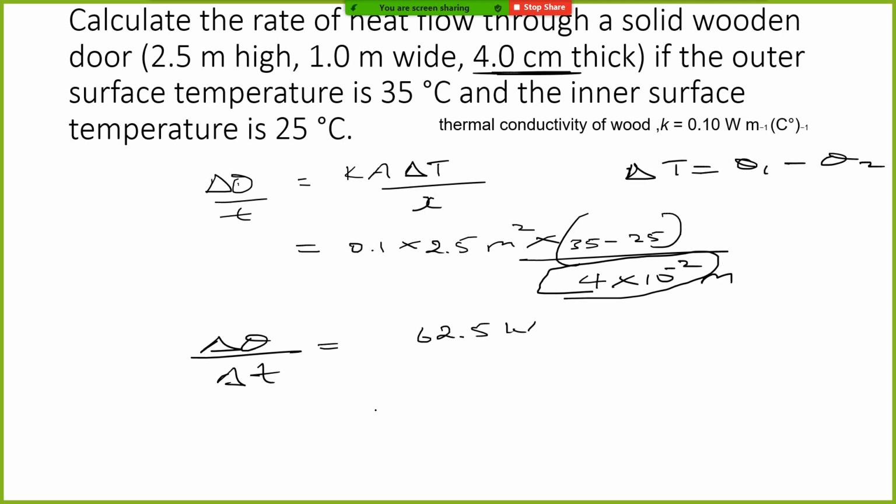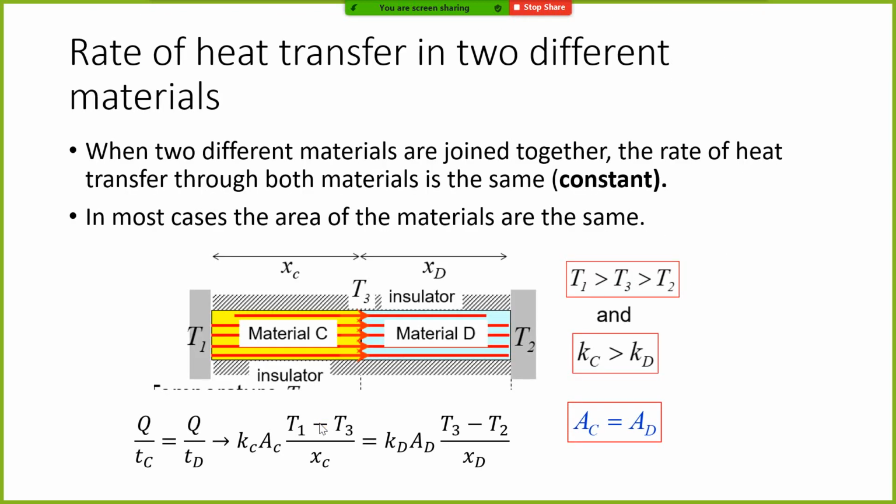Now we're going to move on to something a little bit more in addition to what we are now learning. And it is when we have different materials, because from time to time you will connect different materials together. Sometimes we do this to find maybe the thermal conductivity of one particular material. But what you have to understand is that the rate of heat transfer through one material is going to be equal to the rate of heat transfer through the second material.